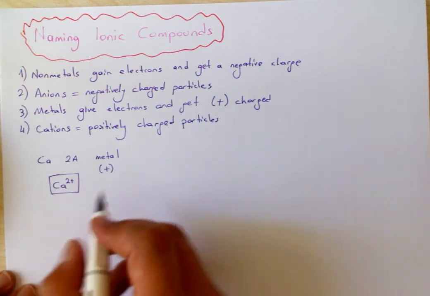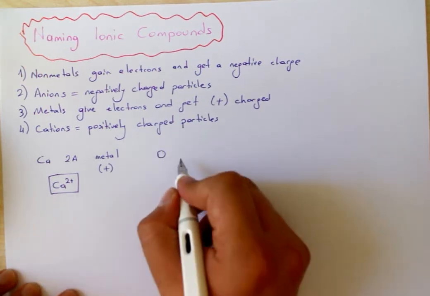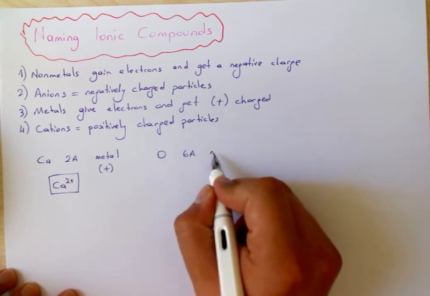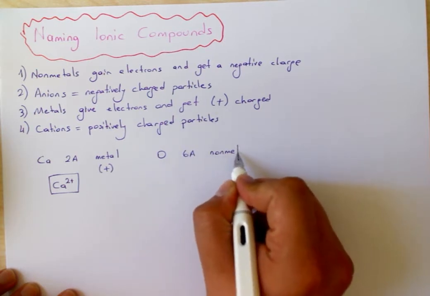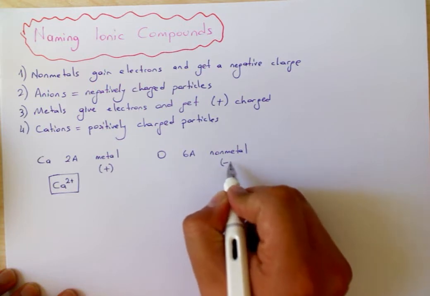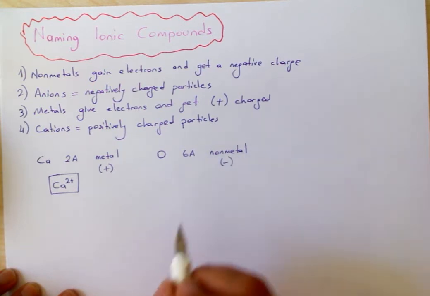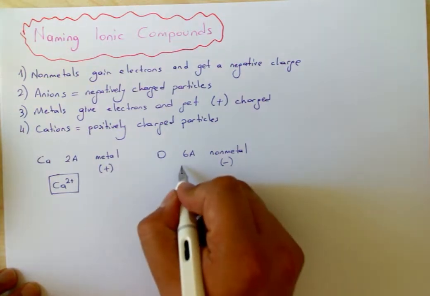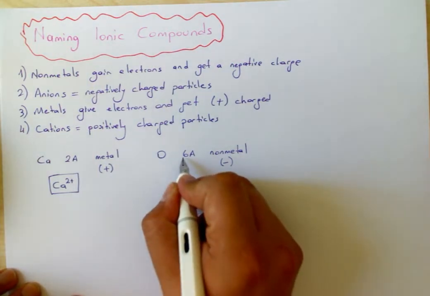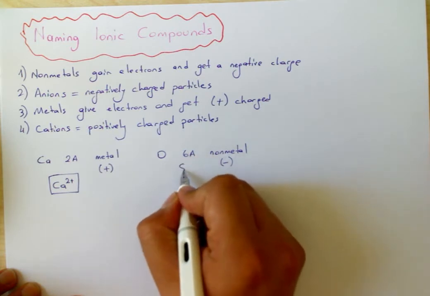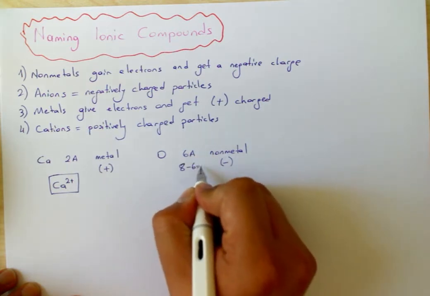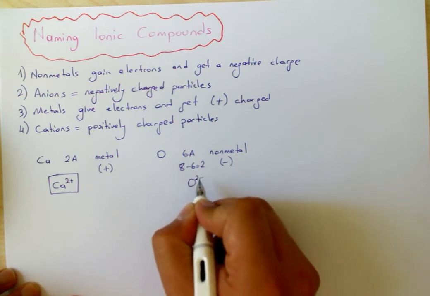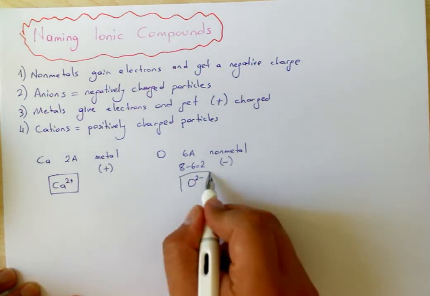And think about oxygen. Oxygen is in the 6A group in the periodic table, and it is a nonmetal, and because it's a nonmetal, it will be negatively charged. To find the number of charges, we need to subtract its group number from 8, so oxygen is minus 2 charged here.